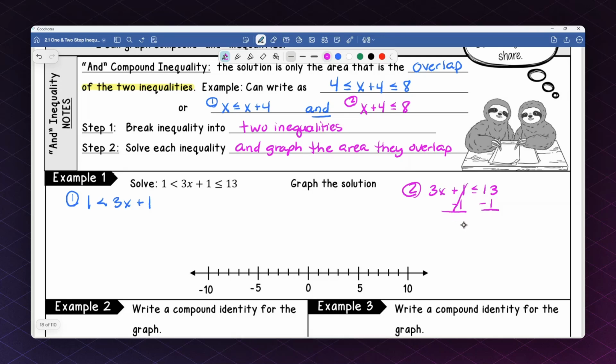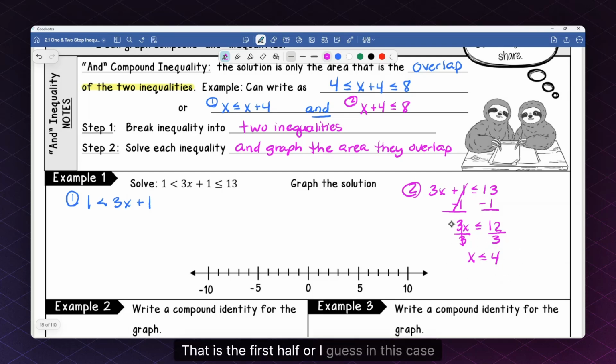So that cancels. I'm going to bring down 3x, the less than or equals, and then 13 minus 1 is 12. Okay, so when 3 is touching x, that means multiply. So to undo that, we're going to divide by 3, and we're going to divide by 3, and that cancels. And you get x is less than or equal to 4. That is the first half, or I guess in this case, because it's the second half, that's one of the halves of my compound inequality. It is not the whole answer, but I can go ahead and put this right here.